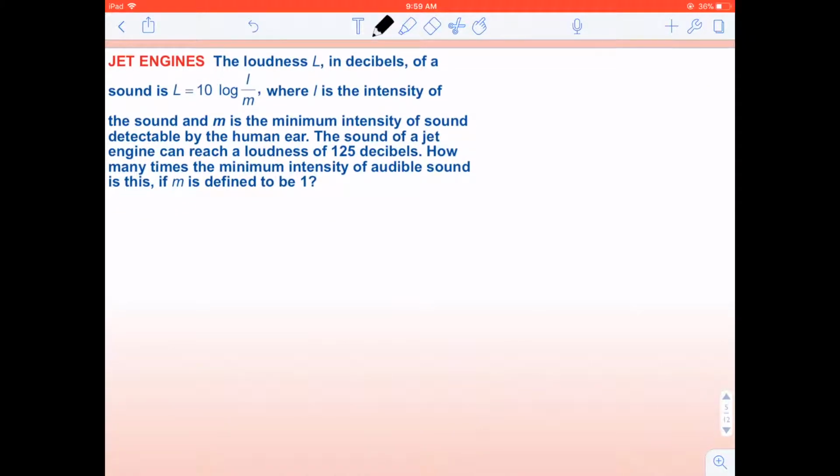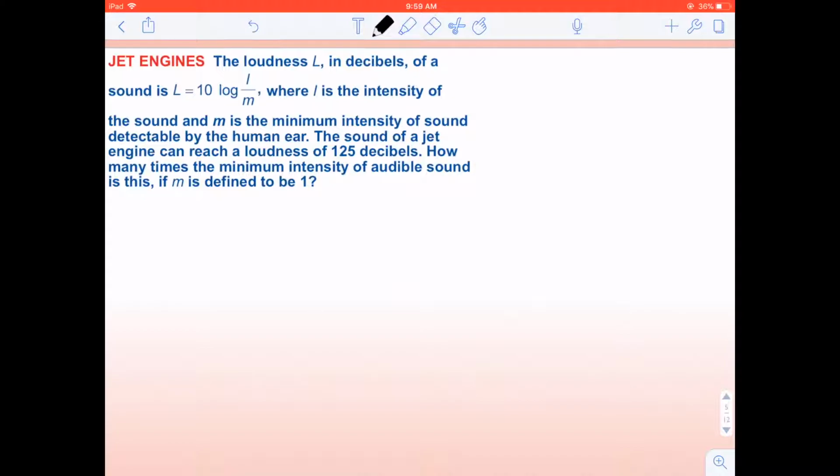All right, let's use this in a word problem. So we have the loudness L in decibels of a sound is L equals 10 log of I over M. So I is our intensity of the sound and M is the minimum intensity. The sound of a jet engine can reach a loudness of 125 decibels. How many times the minimum intensity of an audible sound is this if M is defined to be 1?